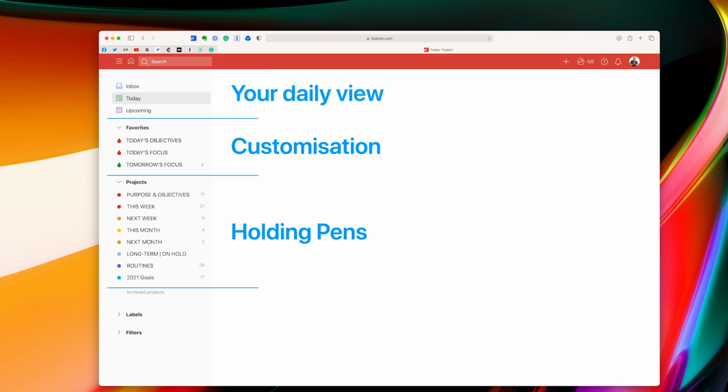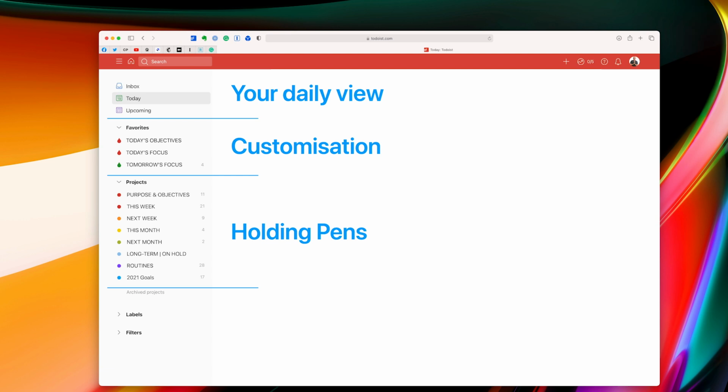And then finally, you have what I call your daily view. If you're not using customization, this is essentially where you're working from on a day-to-day basis. So you've got your inbox, that's collecting all the new tasks that you need to do. You've got your today view, which is telling you all the things that you've made a decision about that need doing today. And remember, today is the important thing. You're living in the moment, and the moment is today.